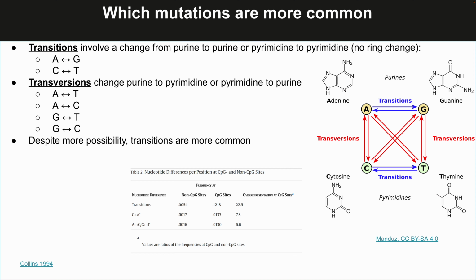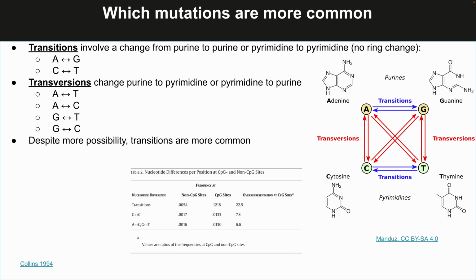Often what happens is there are 2 types of possible mutations. You can either go from an A to G or a C to T. These are called transitions. The difference between transitions and transversions is there is no ring change that happens in transition. So this is your A, this is your G. They have the same ring structure.